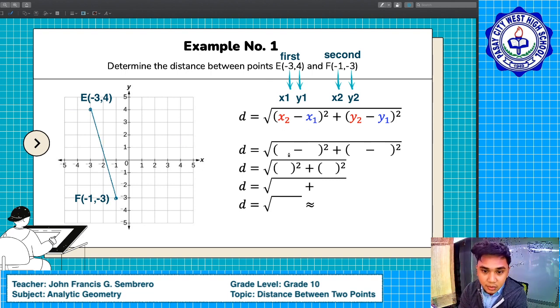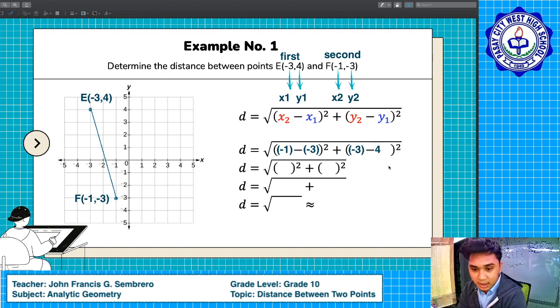So we can now substitute to our formula. So our x sub 2 is negative 1, right? So we have here negative 1. If you are inputting a negative, make sure that you have a grouping symbol so that you won't get confused. So our x sub 1 is negative 3. Can you follow? Our y sub 2 is also negative 3. And our y sub 1 is positive 4.